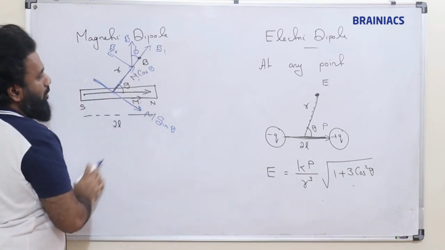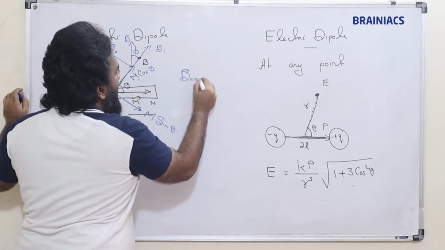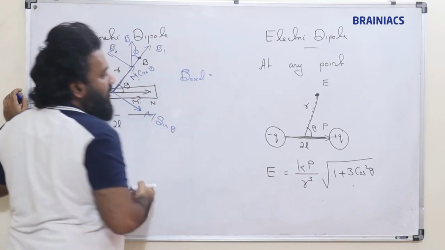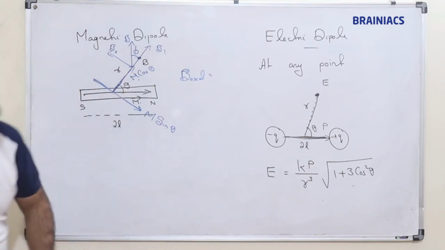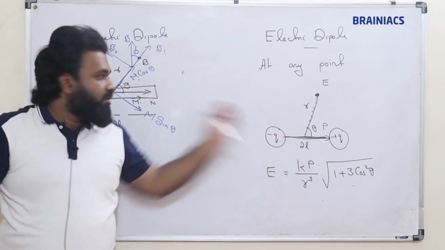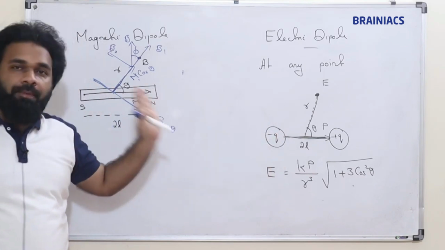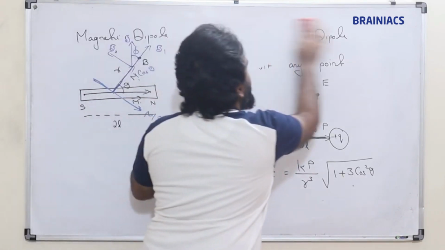So what is B axial? The general formula is... once you are clear with that, just for comparison purposes I have written that. Shall I erase that? You have copied, right? Compare and study so that things will be easy.